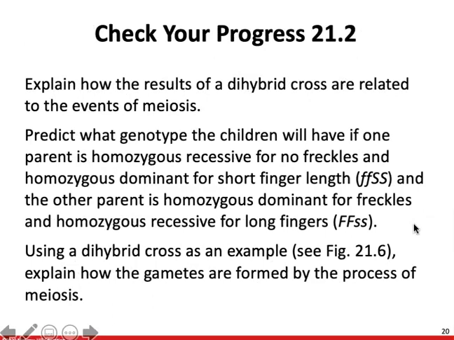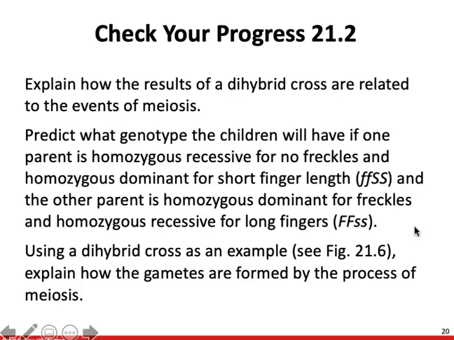So for this section, you should be able to explain how the results of a dihybrid cross are related to the events of meiosis. In other words, bring this back to independent assortment and the fact that just because you're dominant for one trait doesn't mean that you're going to be dominant for all traits. But those traits assort independently during the stage of meiosis to introduce genetic variability.